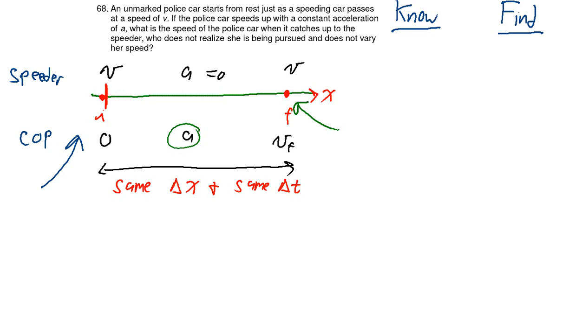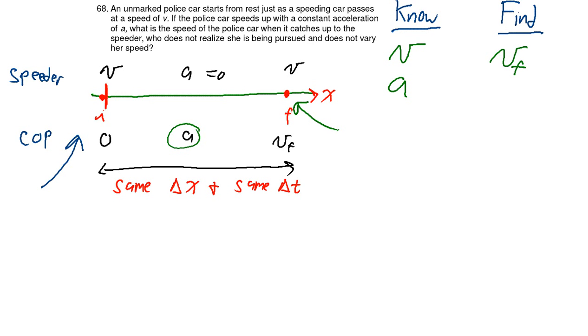So if we make a list of what we know in this problem, we are allowed to use the symbols that are given here. There are no numbers. So the uniform speed of the speeder is a known, and the acceleration of the cop is known, and none of the other quantities that are given are known, and what we want to find is the final speed of the cop in terms of the quantities that we know.